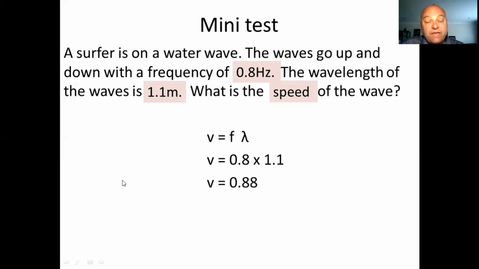V equals 0.8 times 1.1. Do the calculation. V equals 0.88. Nearly there. Just the unit to include. This unit is going to be meters per second. If you got that right, well done.